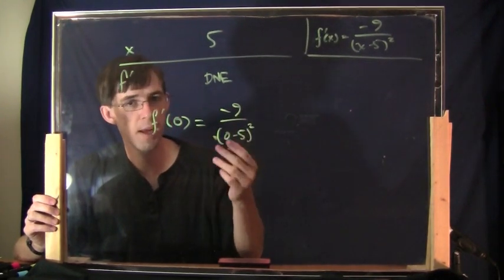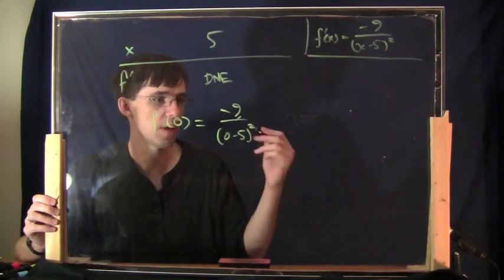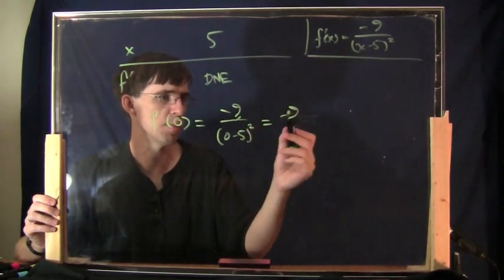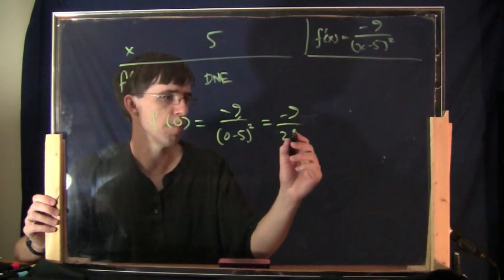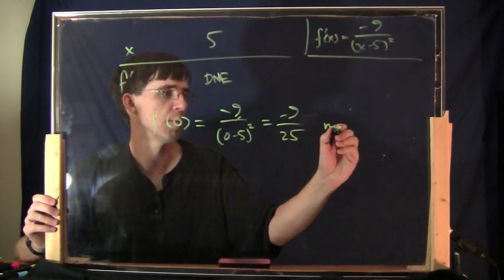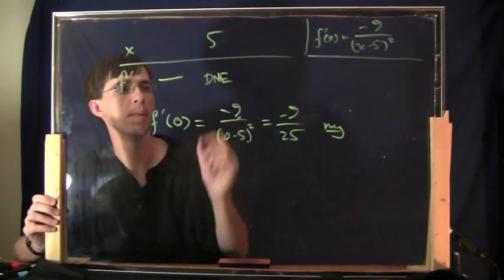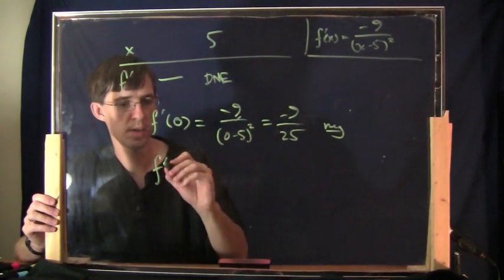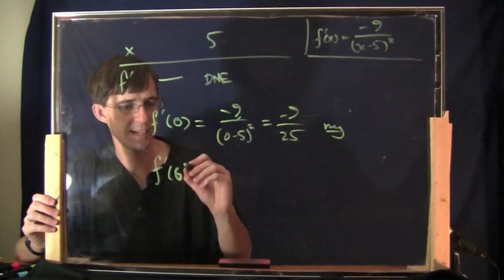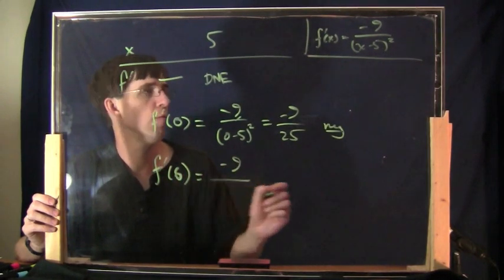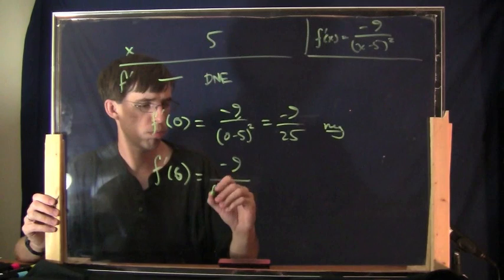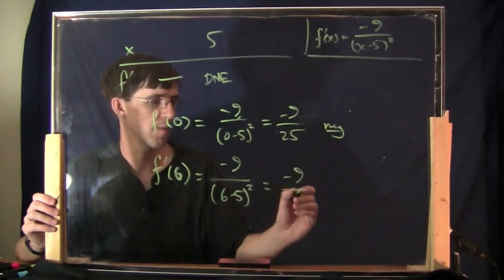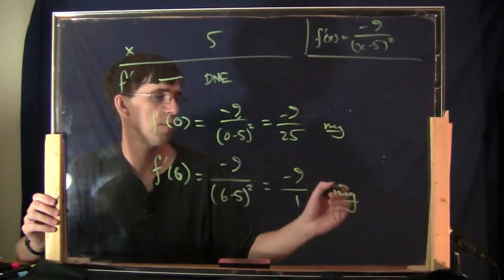And what is that? As usual, I don't really care what the number is. I care, is it positive or negative? Anyway, you can actually say what the number is without too much trouble. Negative 9 over 25, right? So this is negative. So right there, minus. And what about to the right of 5? Let's choose 6. F prime of 6 is negative 9 over, down here, 6 minus 5 squared. That would be 1 down there, right? Negative 9 over 1. So this is also negative, all right?